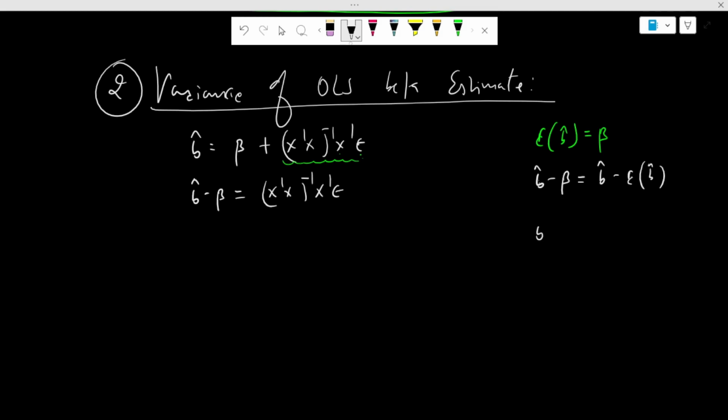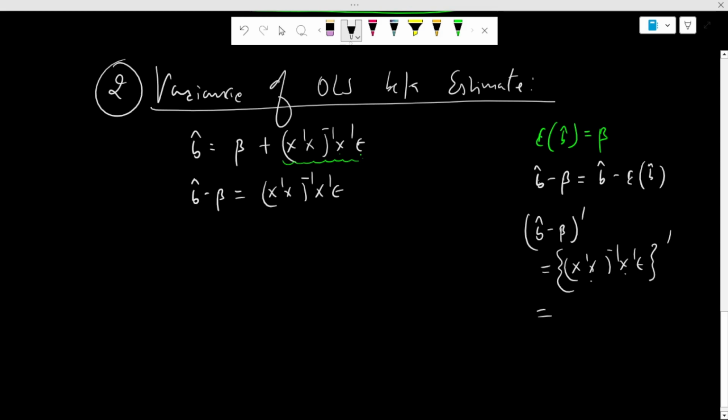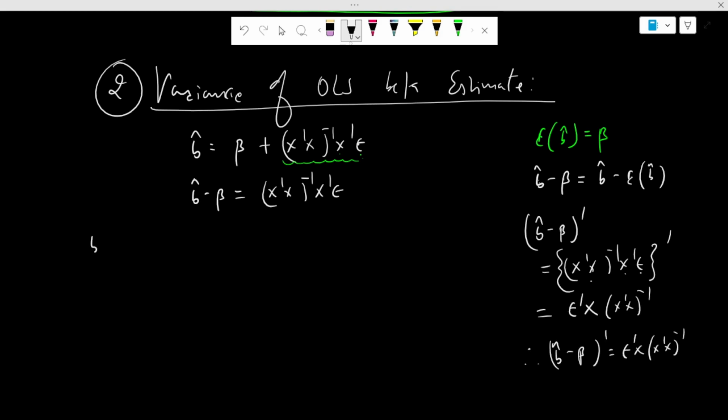Let me calculate beta cap minus beta and its transpose. So this should be equal to x transpose x inverse x transpose e, and its transpose. So this should be equal to abc transpose, which is equal to c transpose b transpose and then a transpose. Therefore, beta cap minus beta is like the deviation from the population mean.